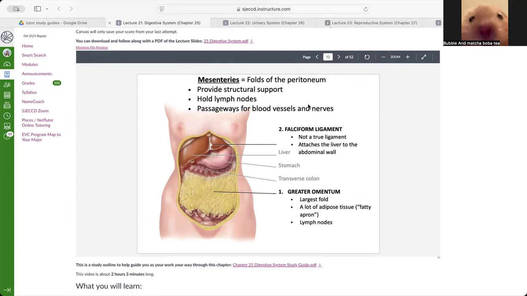So falciform is kind of like falcon, a liver seatbelt. Falcon wing between liver lobes is how I can remember it. So it holds it down, and yeah, it anchors the liver.